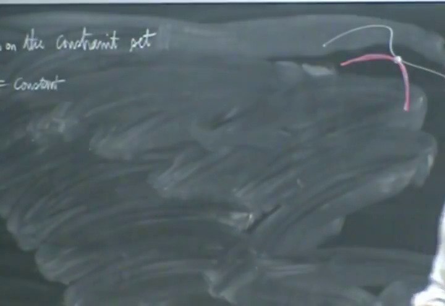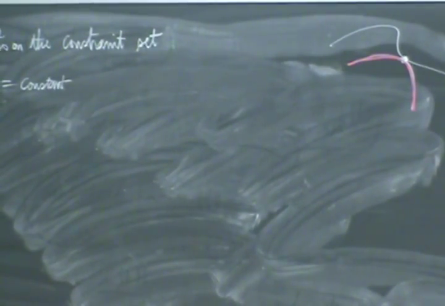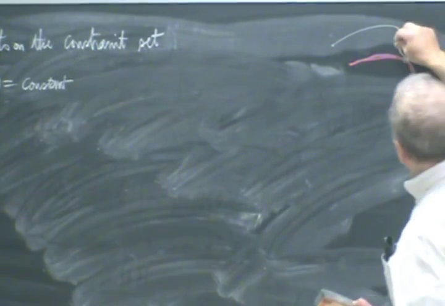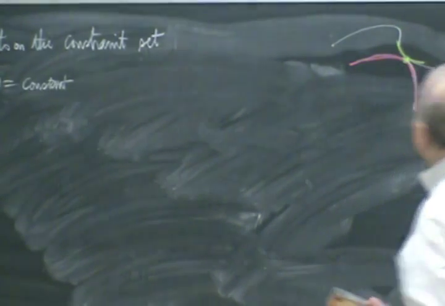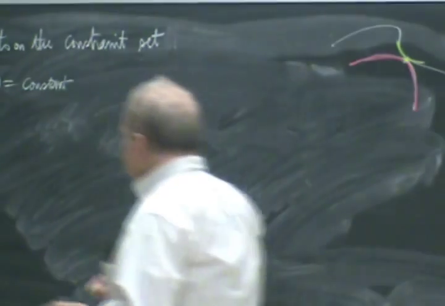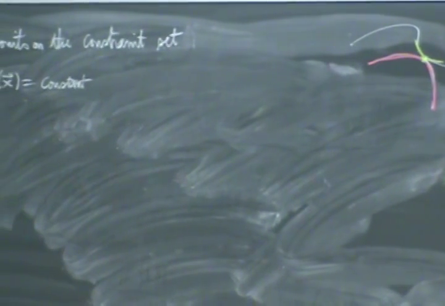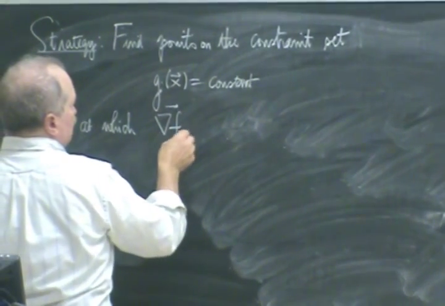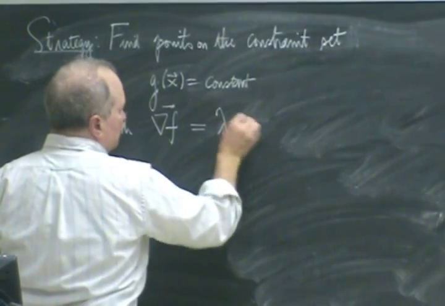Okay, well, how do you decide if two curves are tangent at a point? We've got to do something here. How do we decide if these two curves are actually tangent at that point? The normal vectors should be equal, parallel. Parallel means scalar multiple of, doesn't it? At which the gradient of F is parallel to the gradient of G.